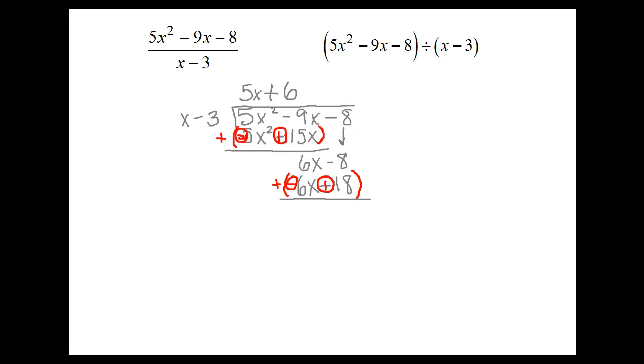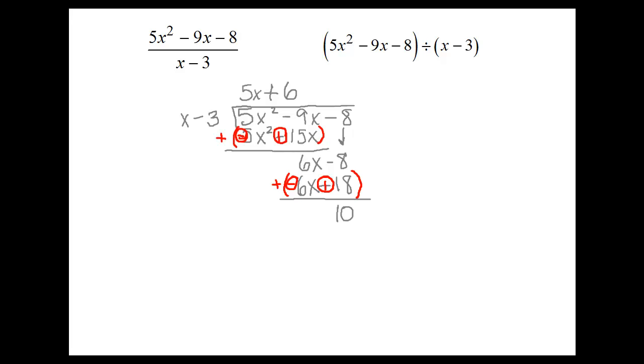Okay, so again, the first terms should cancel. 6x minus 6x, that should add up to 0. If your first terms don't cancel, you've made a mistake. Okay, and then the next terms here, I have a negative 8 plus 18, so that leaves me a positive 10. Okay, so now we're done on this one.